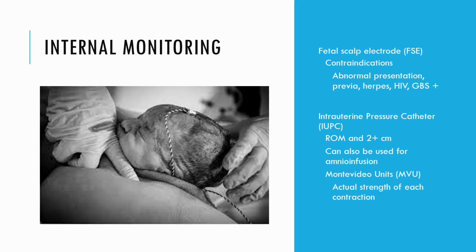Let's say she's been stuck at 7 centimeters for 2-3 hours, okay? We're giving her oxytocin. She's contracting adequately, we think, every 2 to 3 minutes, but her cervix is just not changing. When we look at the strip, we can't tell exactly how strong those contractions are unless we place an intrauterine pressure catheter. This will directly tell us how strong those contractions are. And we can measure it in what's called Montevideo units, or MVUs.